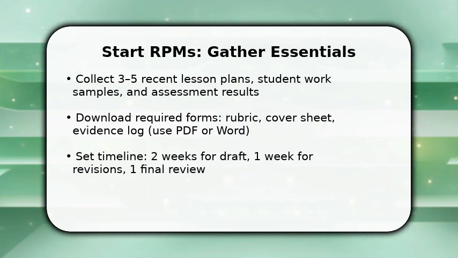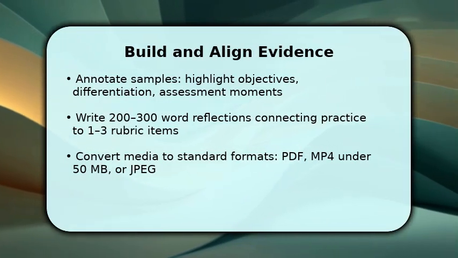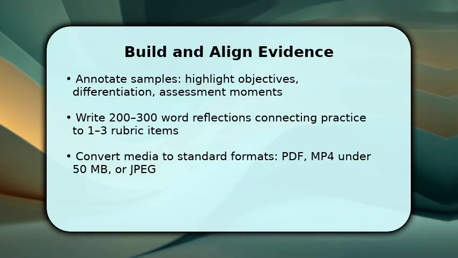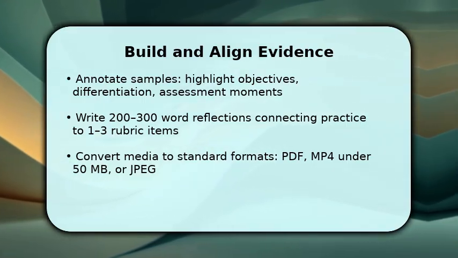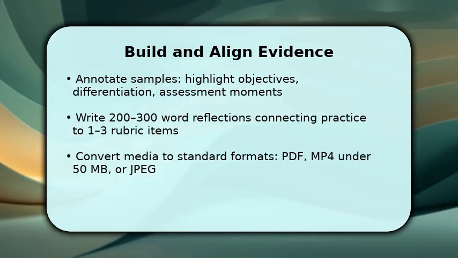You now translate raw materials into aligned evidence. For each sample, annotate where objectives, differentiation, and assessment occur. These short notes show reviewers exactly why you chose the artifact. Then write focused reflections of 200-300 words that link practice to 1 to 3 rubric items and include student impact.